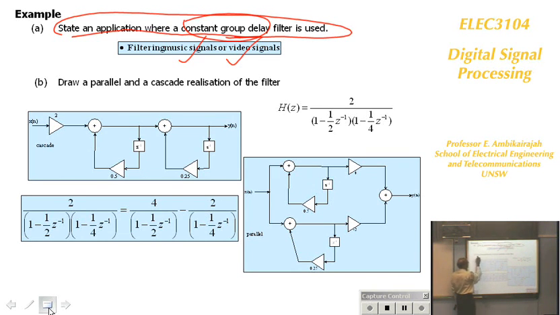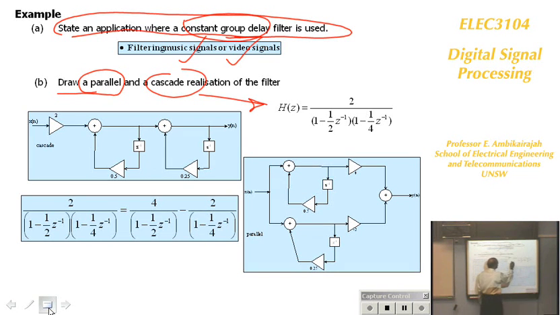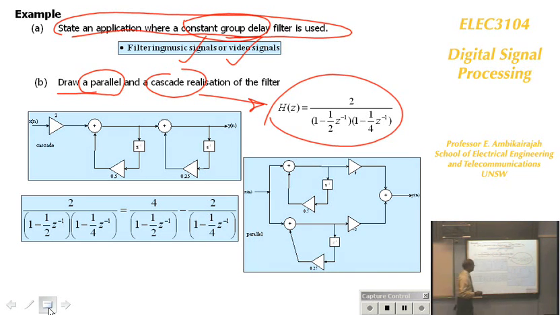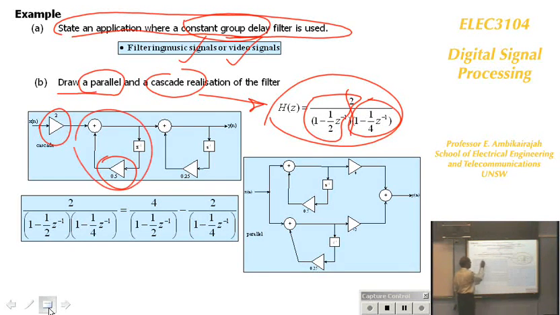Here is another example where you have to draw a parallel and a cascade realization for the transfer function given here. This is already in cascade. Therefore, all you need to do is to implement that and implement that. So we have a gain of 2, and then we do basically a first order feedback filter. Here's the feedback, that's 0.5, that's the first order, in cascade with another one. So basically that's what you do in this case.